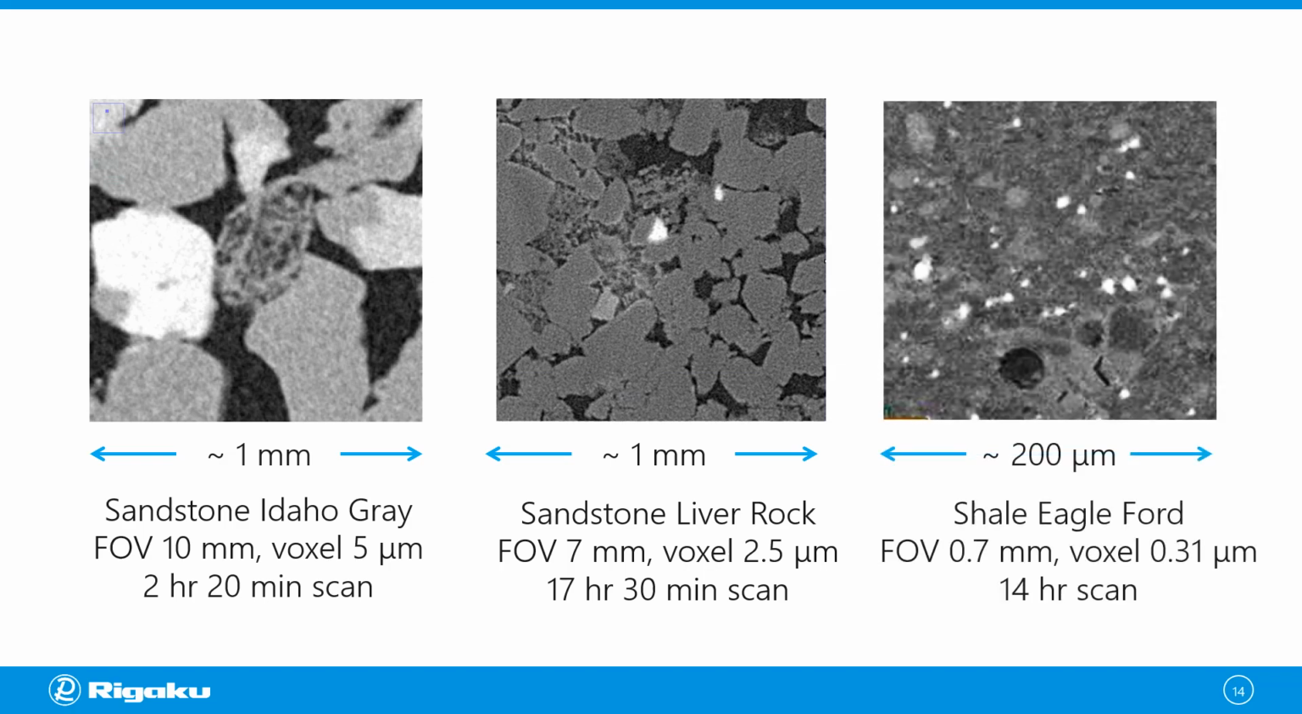So shale tends to have a lot tighter structure. So in this case, we ran a shale Eagle Ford sample using a sub-micron CT scanner at 0.31 micron voxel size. It took 14 hours. And you can see some features. This is not a bad image by any means. However, to run digital rock simulations, this does not have enough resolution because you cannot see the pore space very well and you cannot resolve the pore throats.